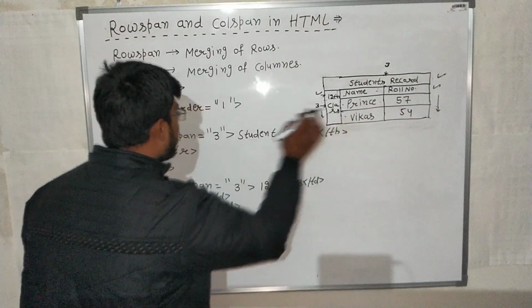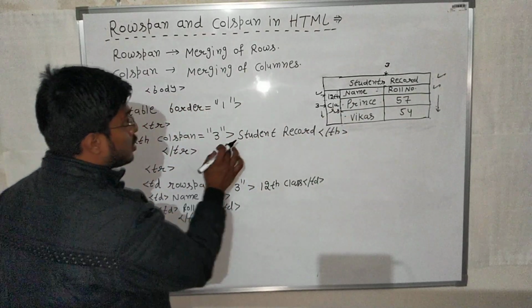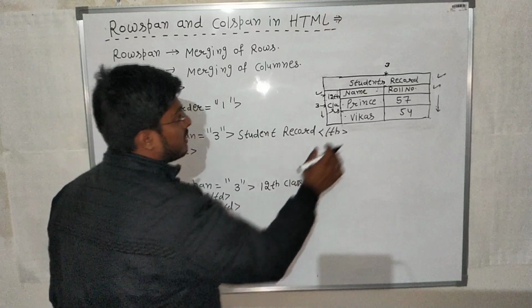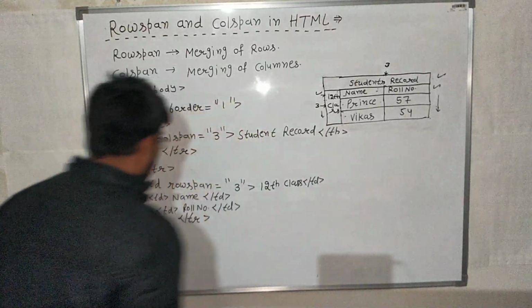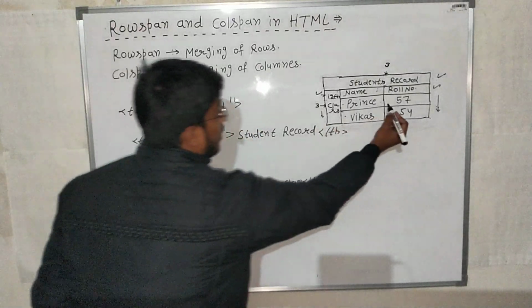It will not increase. Why? Because we have given colspan equals 3. So we have to give colspan equals 4 here, so that it will increase up to 4 columns. So let us make another table row.